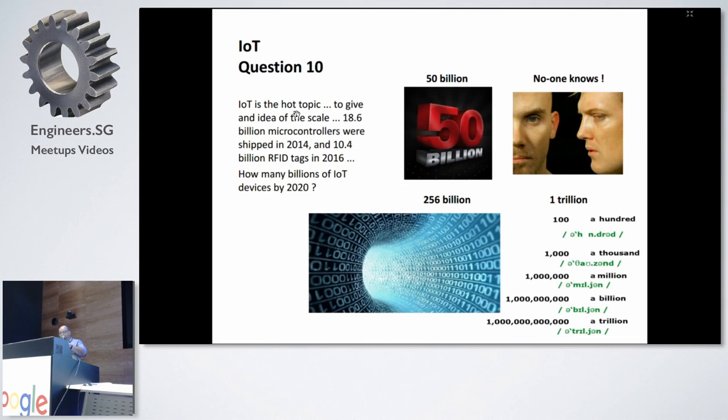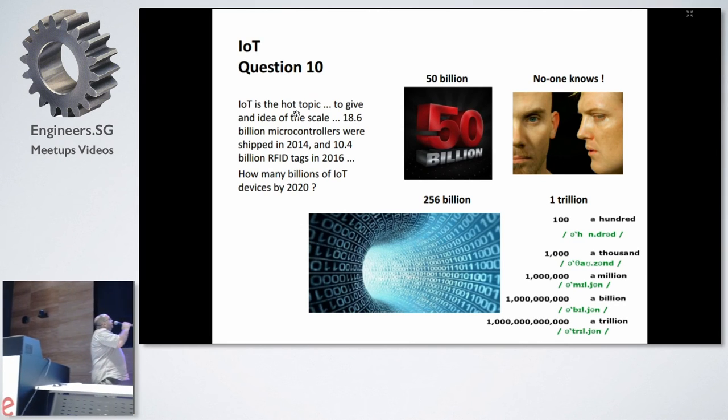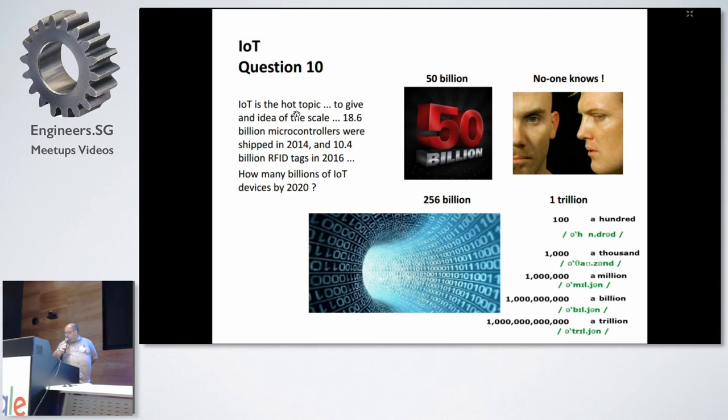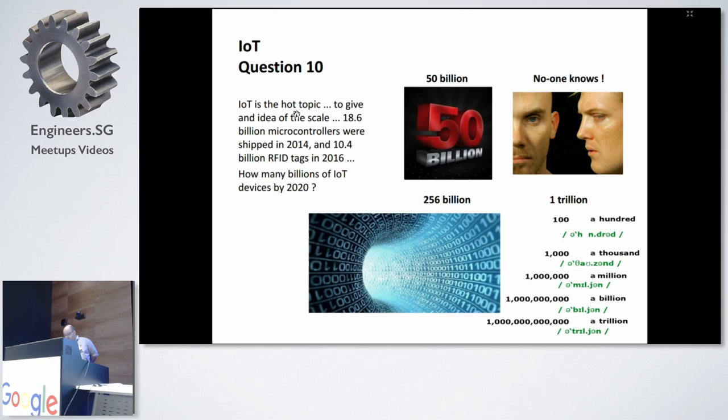Okay, question number 10, IoT. IoT is a very hot topic. To give an idea of scale, it was reported that in 2014, about 18.6 billion microcontrollers were sold. I found that in some news. And in 2016, 10.4 billion RFID tags were sold.